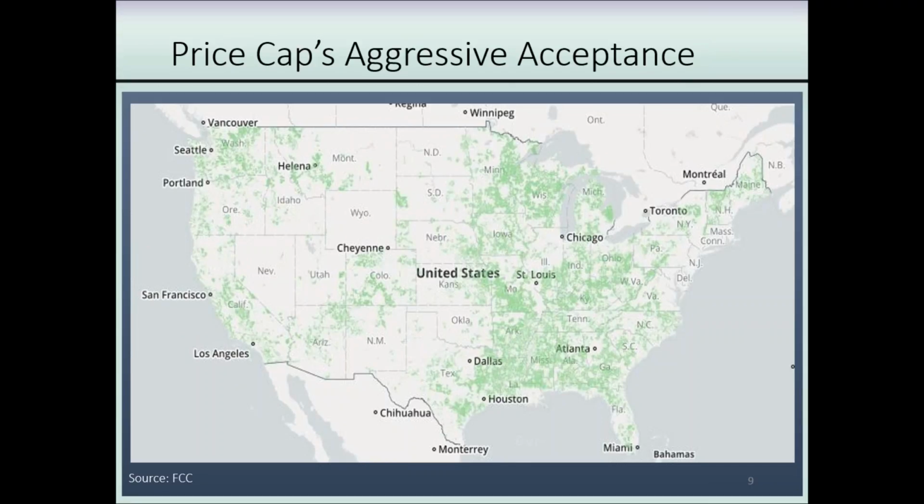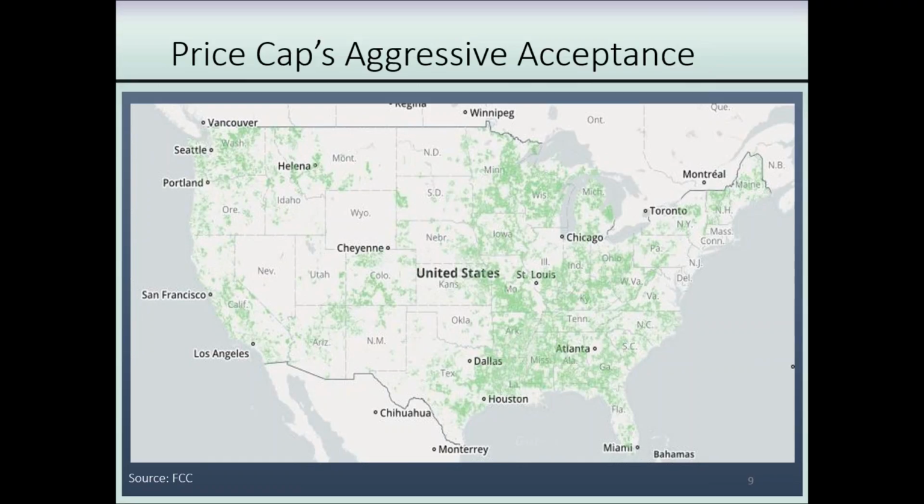This was the area in green where funding was committed by the incumbents, and services were committed at a 10.1 megabit level service, less than 100 milliseconds of latency.